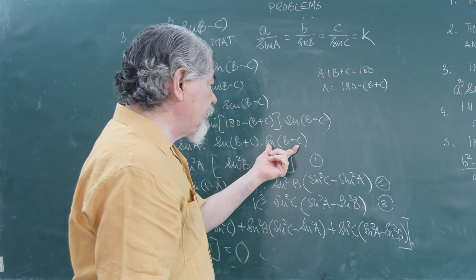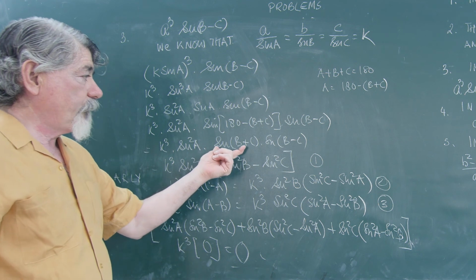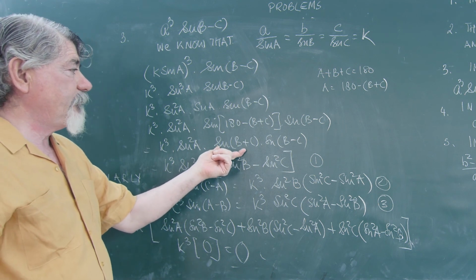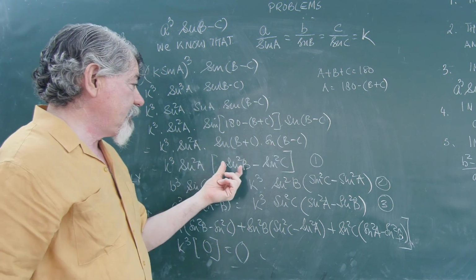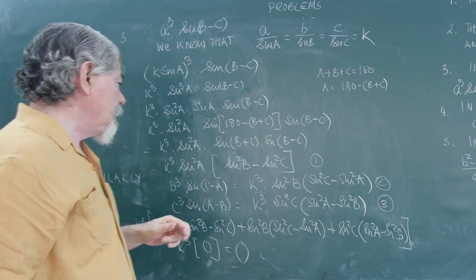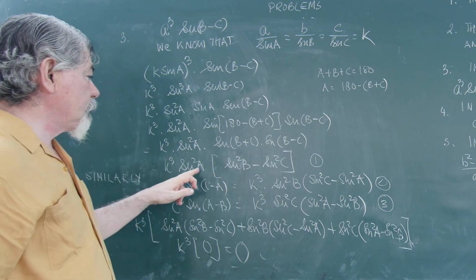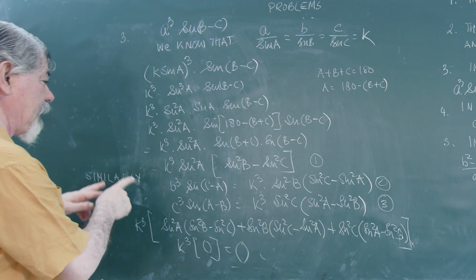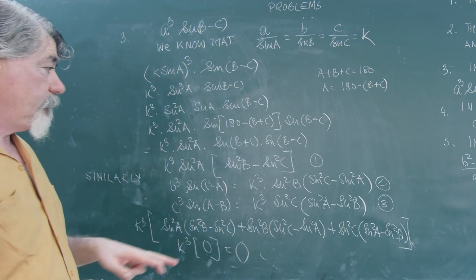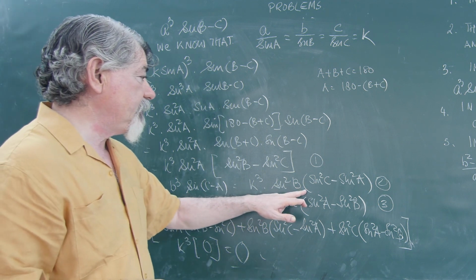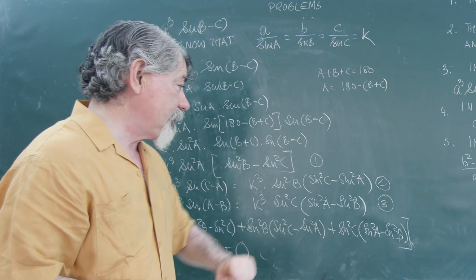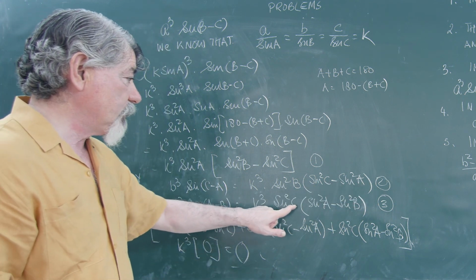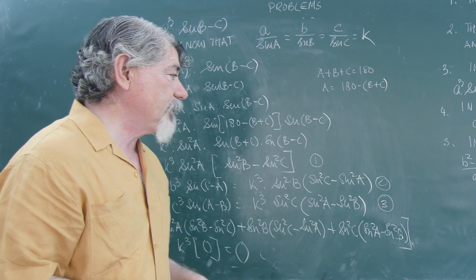The direct formula is there: sine (B plus C) sine (B minus C) is sine square B minus sine square C, times k cube sine square A. On the same basis, I have written the second and third terms: k cube sine square B (sine square C minus sine square A), and k cube sine square C (sine square A minus sine square B).